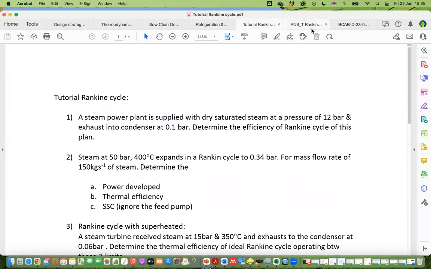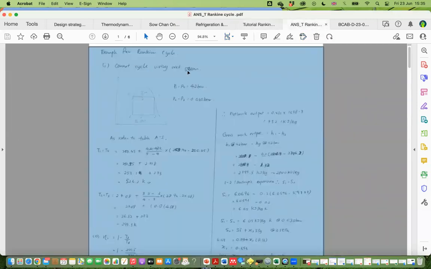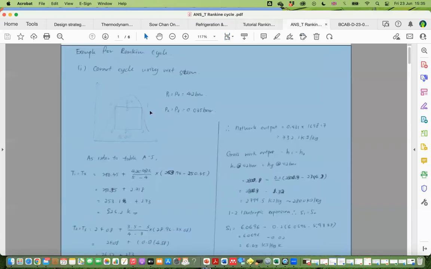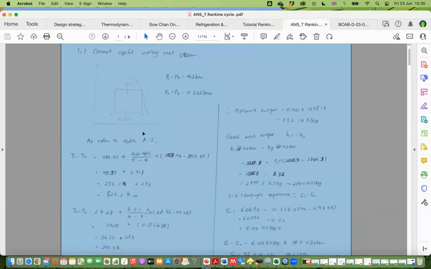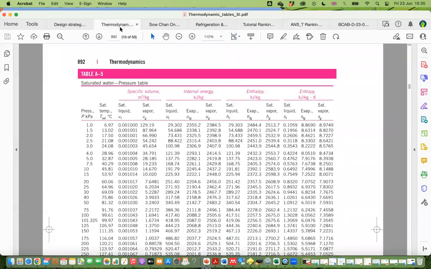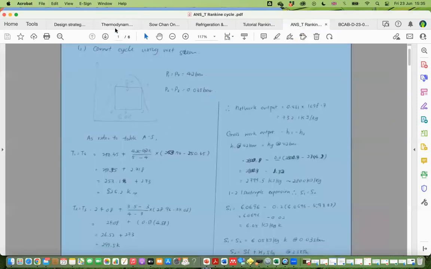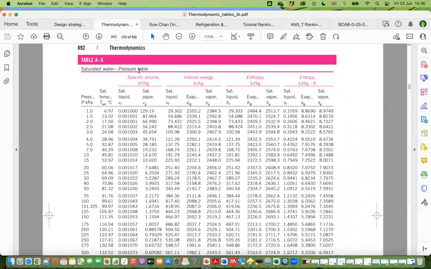Okay, so the Carnot cycle uses wet steam. If it's a Carnot cycle, it's basically a square cycle. So P1 equals P4, which is 42 bar, and P2 equals P3, which is the lowest pressure. Well, you can label it the other way around, just make sure you don't make a mistake. Because it's steam, we refer to the steam table A5, which is this one. As you can see, the pressure is given, so we refer to the pressure table.